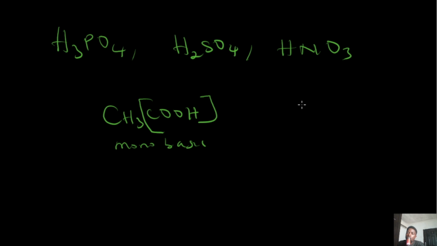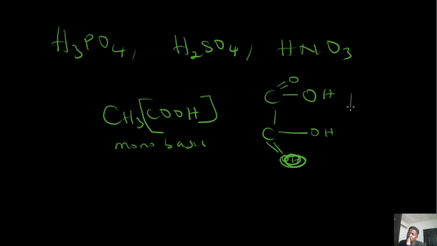However, if I have oxalic acid, which is ethanedioic acid, notice this, I have 2 carboxylic groups, and because I have 2 carboxylic groups, the implication is that I have 2 hydrogen that can be replaced. Hence, oxalic acid is going to be referred to as dibasic. So as I said, once you are considering an organic acid, you count the number of hydrogens attached to the carboxyl group, and that would give you your basicity.